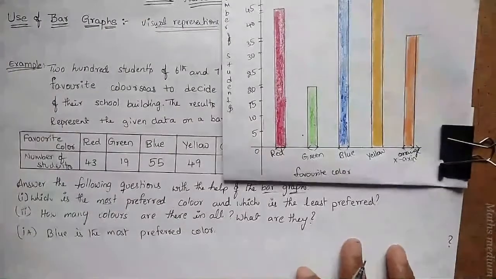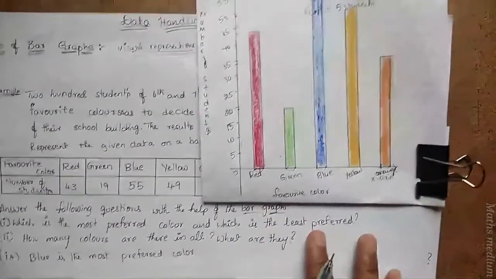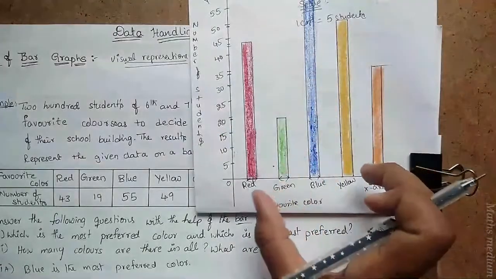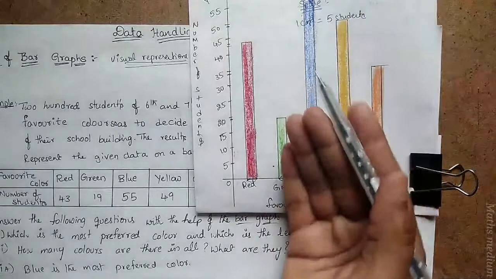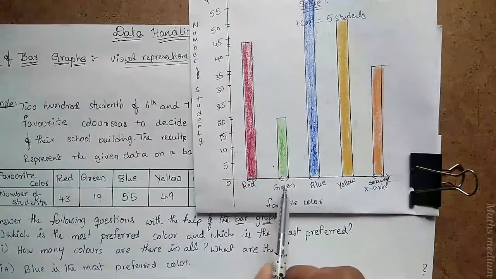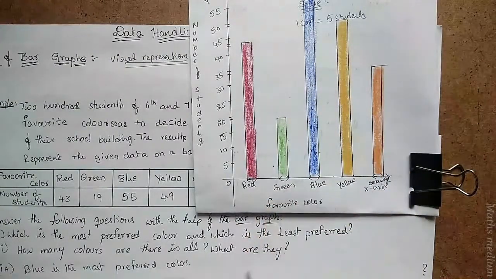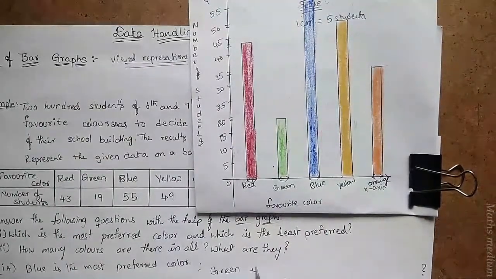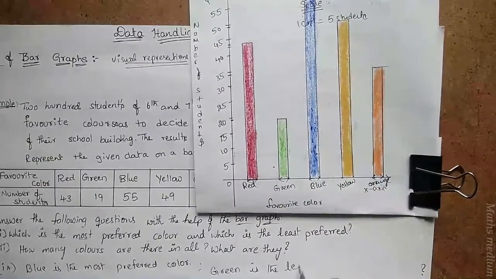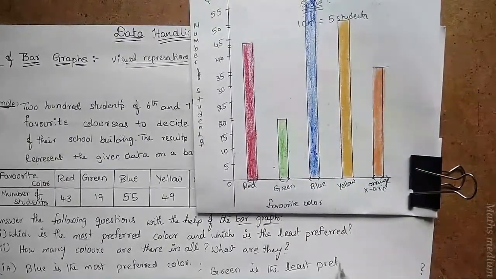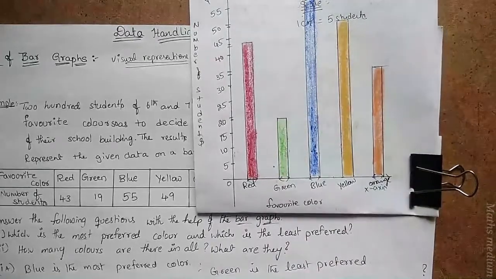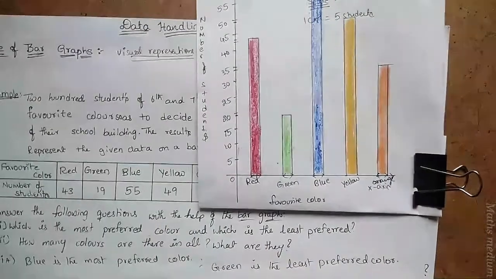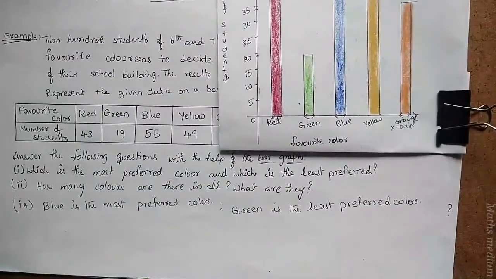Next, which is the least preferred color? Here, the least preferred color is green, because in the bar graph representation of the given data, we have the least number of votes for green. So green is the least preferred color. We can easily tell this with the bar graph representation of data.